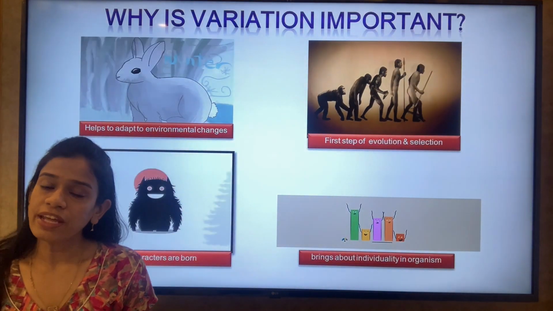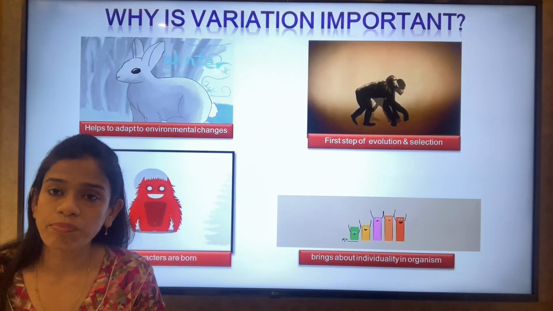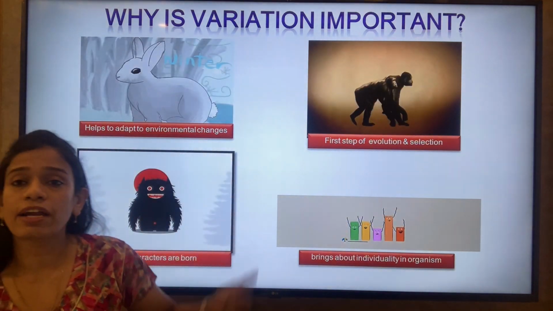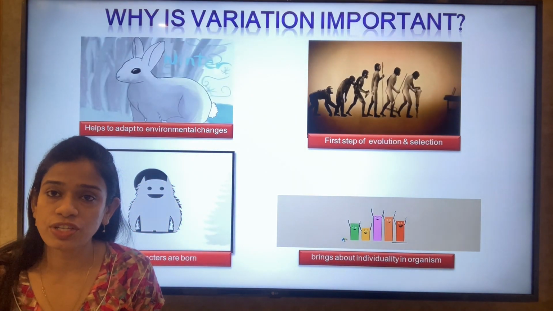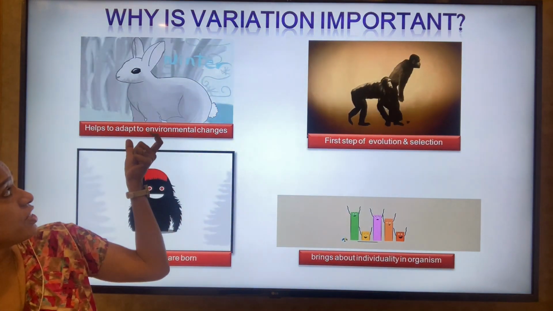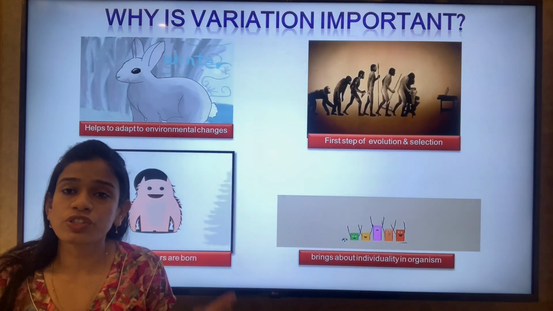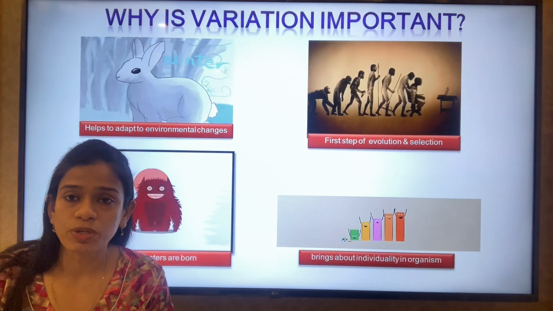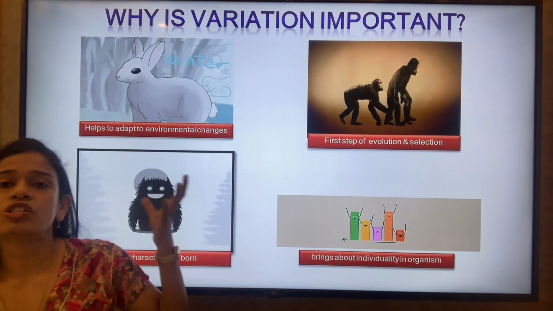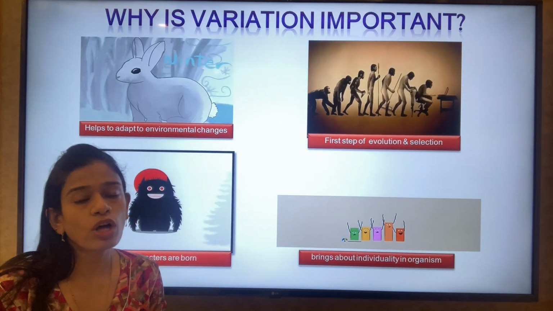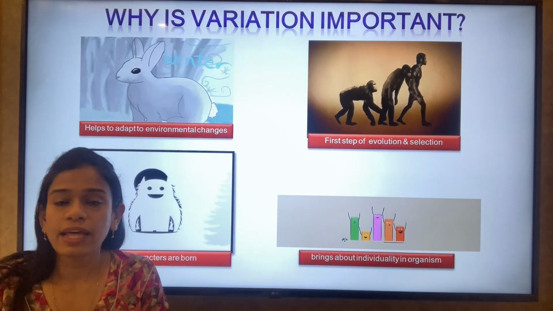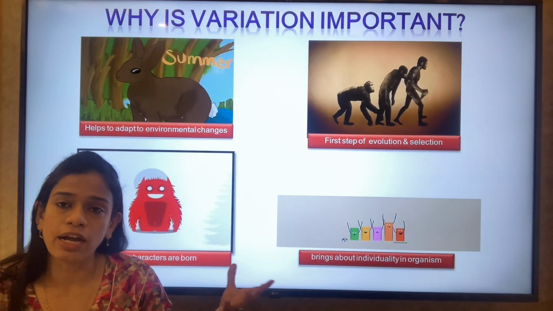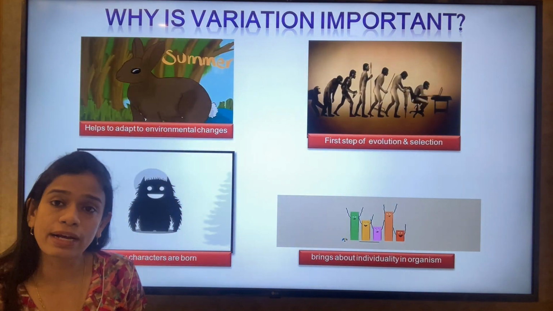Now, why is variation important? Why is it so important that we should have some kind of variation? Because it helps us to adapt ourselves to environmental changes. Because of variation, the rabbits in places where it is very cold, where the temperature goes below zero, have fur which provides them with warmth. But on the plains, where it is not required, they are different. It helps them adapt to the environmental or weather conditions.